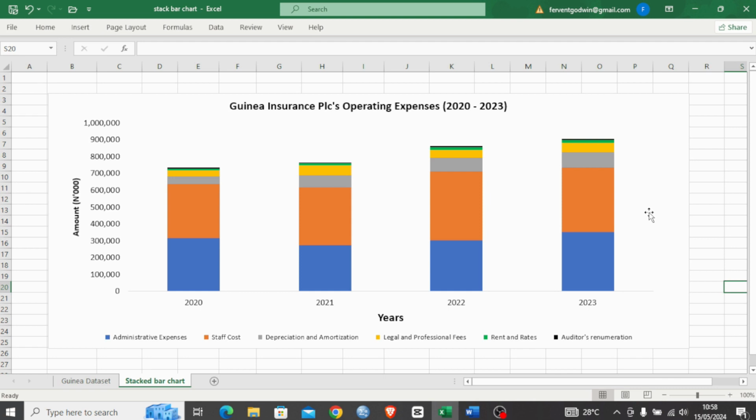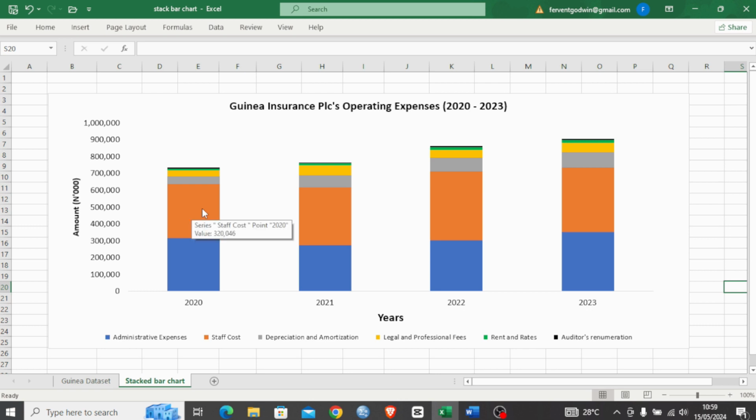So to recap again, the administrative expenses are the blue part of the bar. The staff cost is the orange part of the bar. We could see that it is what was taking most of the company's income. You see here, that is the staff cost, and going down like that.